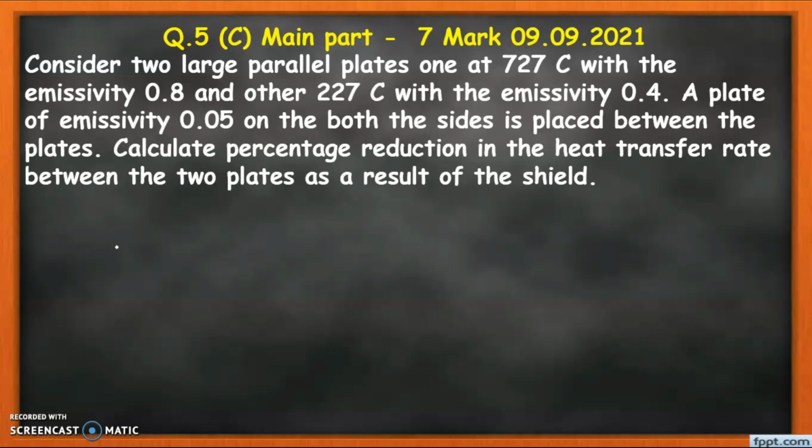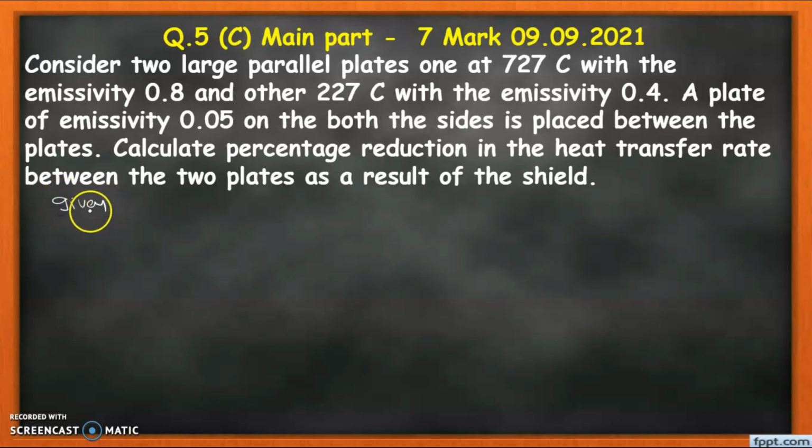Students, in this numerical, first we need to calculate the heat exchange between the two plates without considering the shield. In the second case, we consider the presence of the shield between the two plates and calculate the rate of heat transfer. Based on those two rates of heat transfer, one with shield and one without shield, we need to calculate the percentage reduction in the heat transfer between the two plates. So let's start the numerical with the given data.